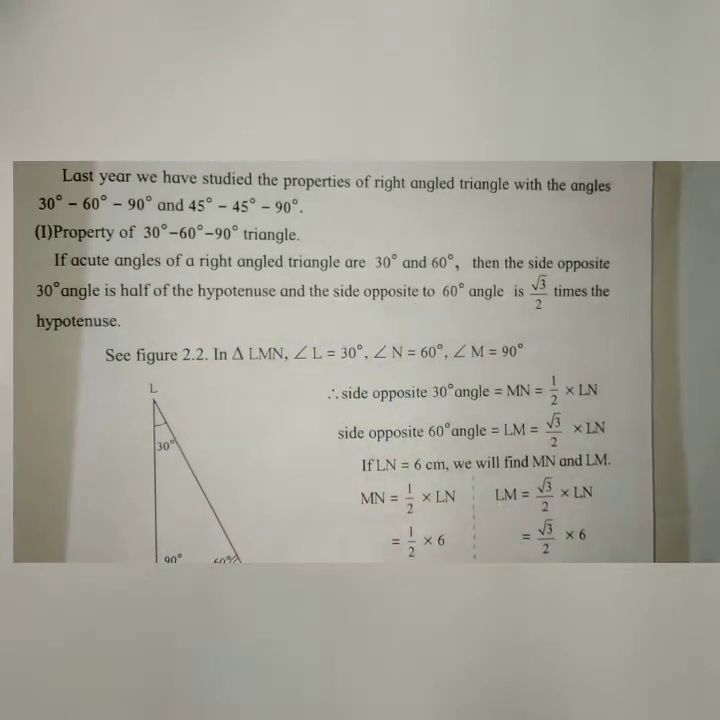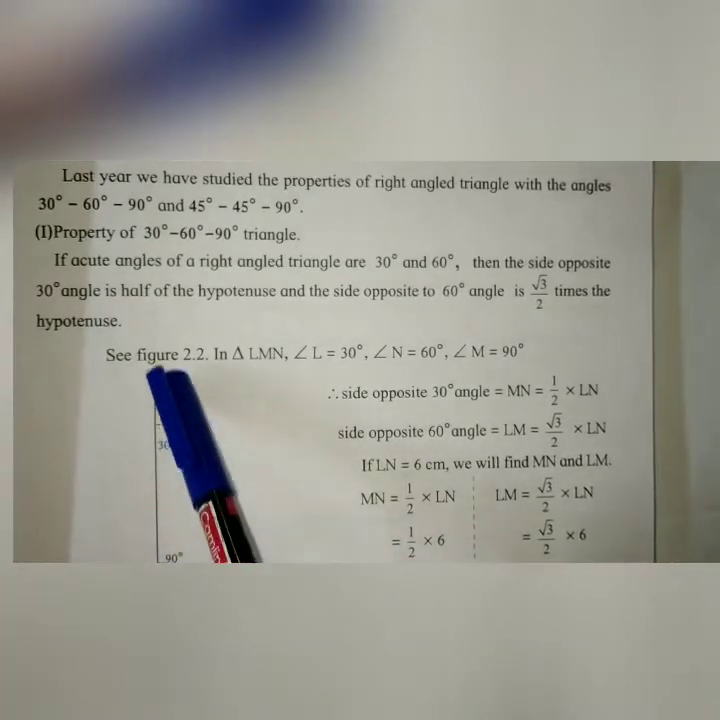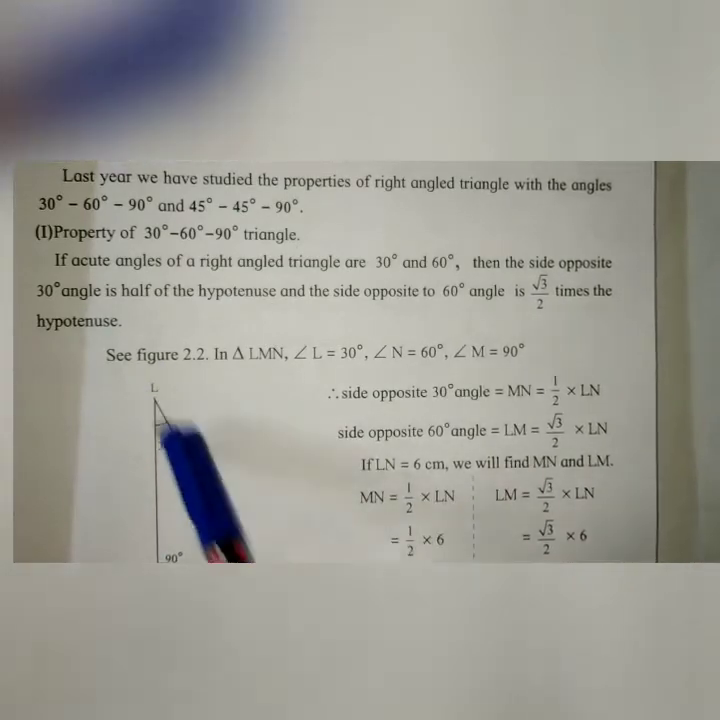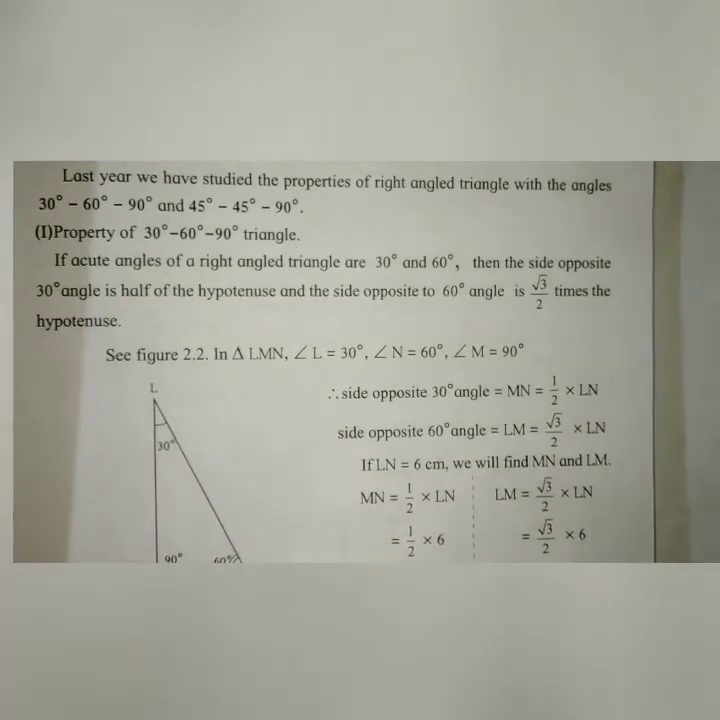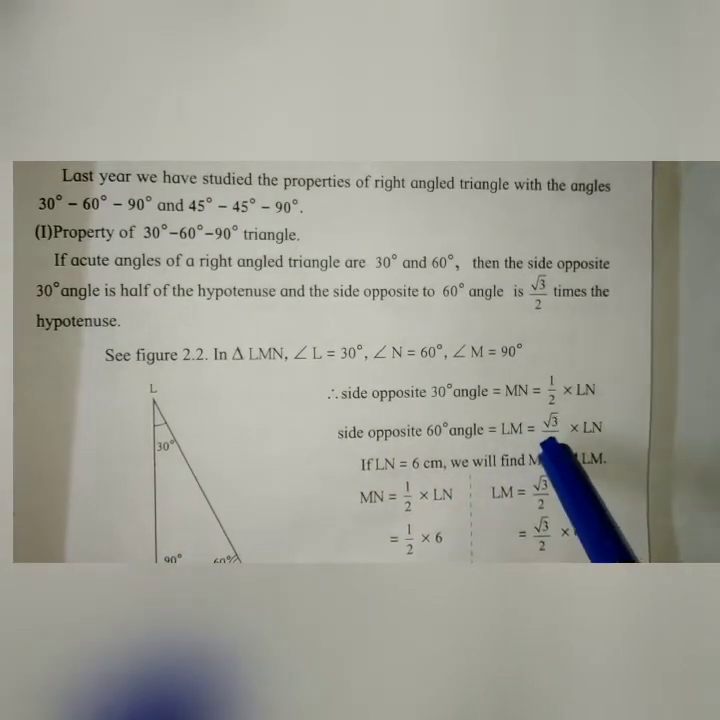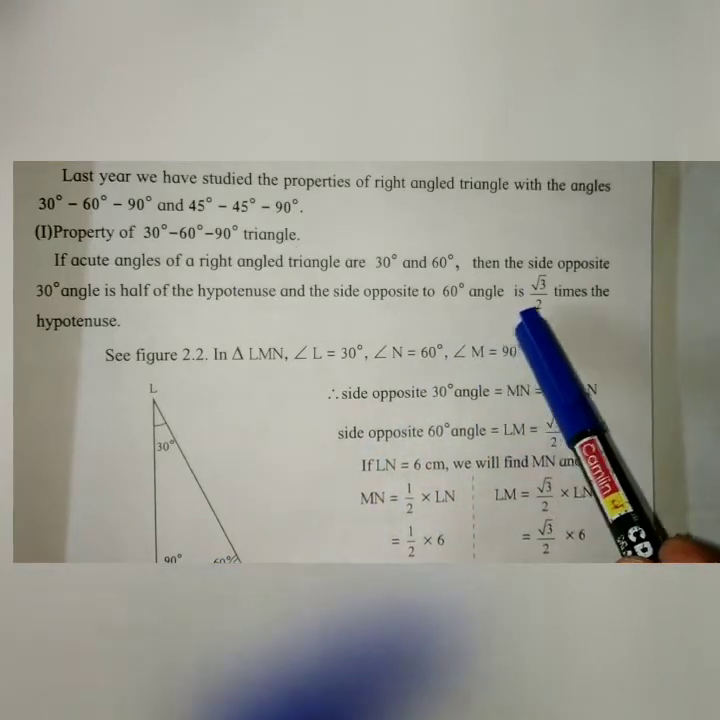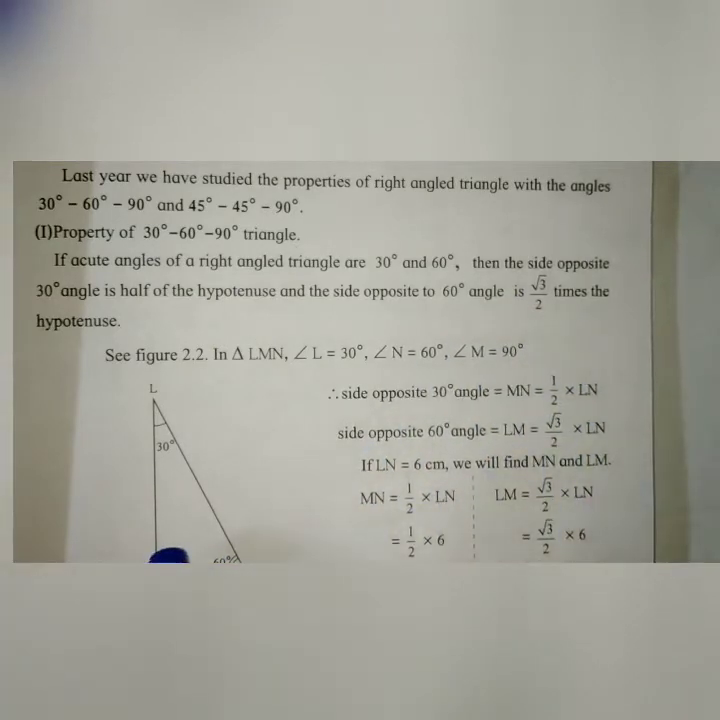And next, the side opposite to the 60 degree angle. 60 degree angle की opposite side कौन सी है? Side LM, and the hypotenuse is LN. Therefore, the side opposite to the 60 degree angle, LM, is equal to root 3 by 2 into LN. It means the side opposite to the 60 degree angle is √3 by 2 times the hypotenuse.